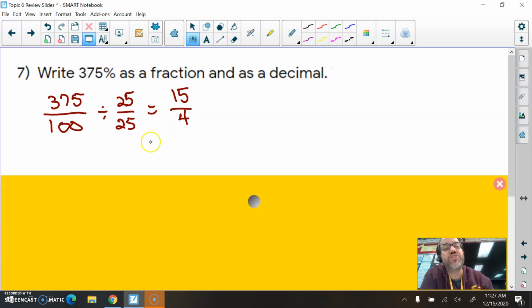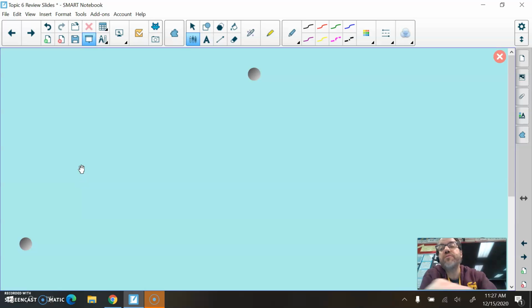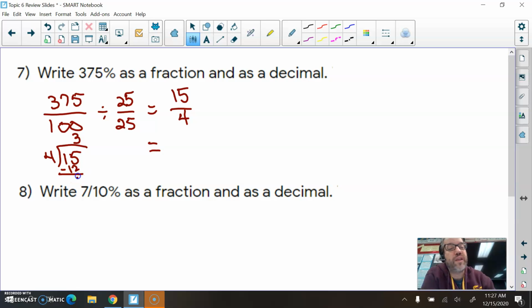Now, if you want, you can change that to a mixed number by dividing 15 by 4. 15 divided by 4. 4 times 3 is 12. We get a remainder of 3. So it's 3 3/4 as a mixed number.